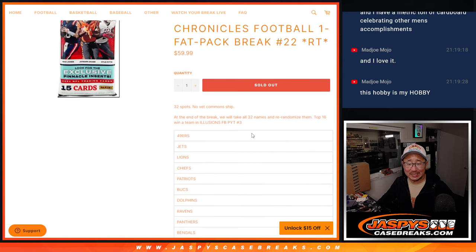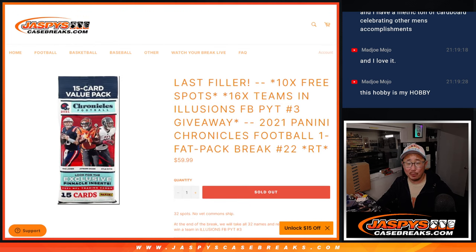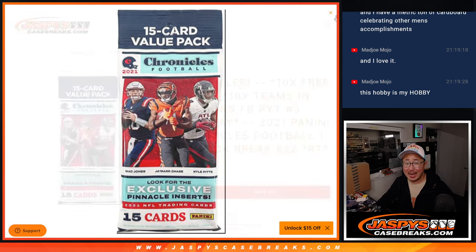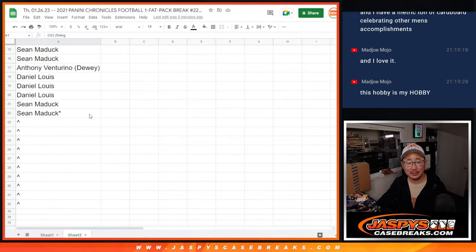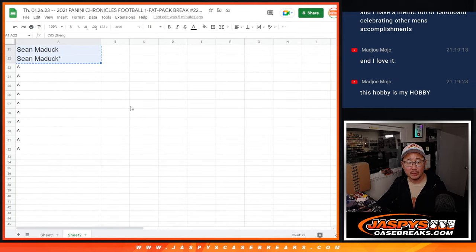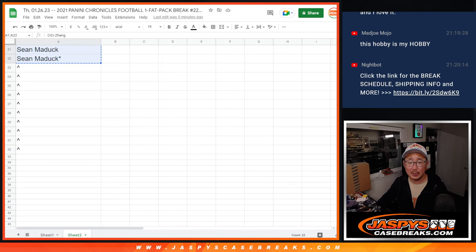So we're giving away 16 Illusions teams. We also pulled 10 spots out of this pack break to give those away as well. So we've got three different dice rolls happening here. First dice roll is let's give away the extra spots. So we only sold 22 spots outright.